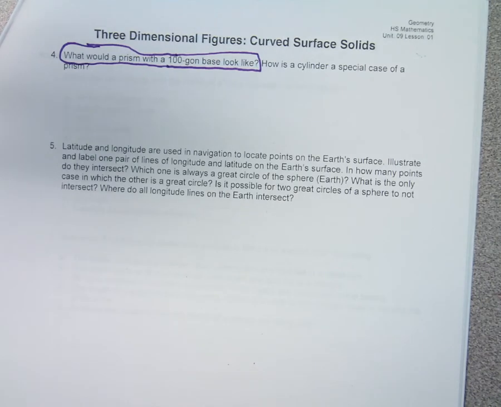Okay, so I have my triangular prism that has triangles for bases. Of course, the sides are rectangles. My other prism, let's see here. Okay, I guess those are the same. This one is a hexagonal prism because the bases are hexagons and all the sides are rectangles. This is saying what would happen if a prism had 100 sides to its base. What do you think you might end up with?